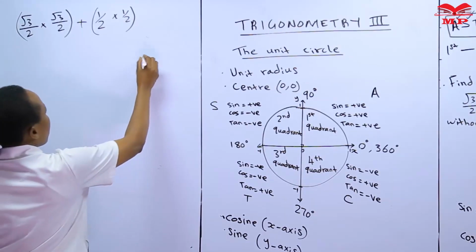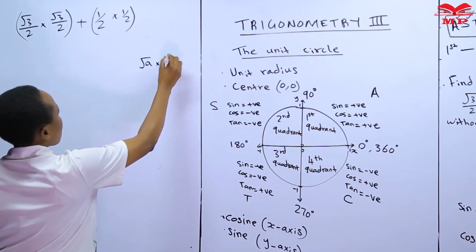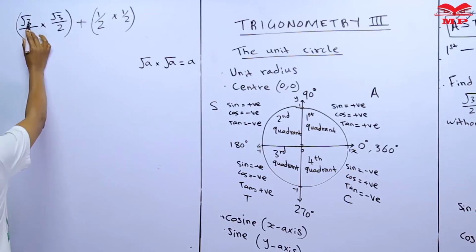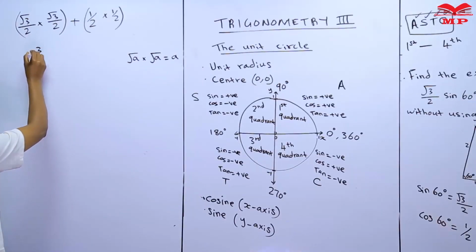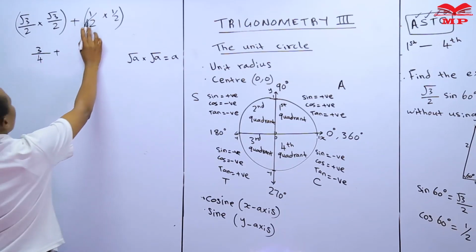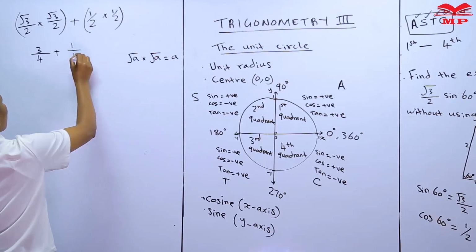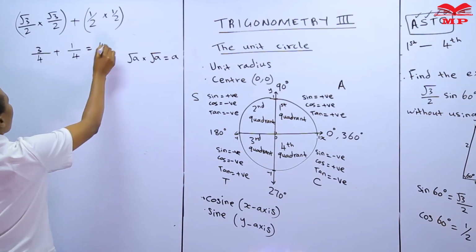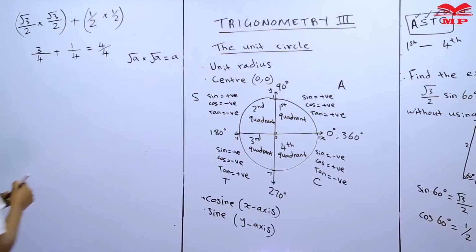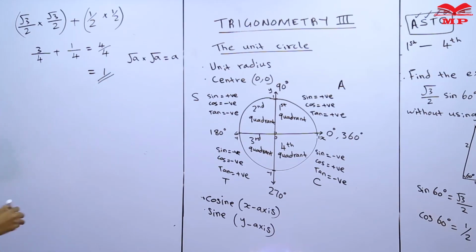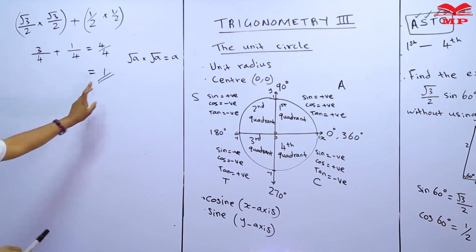In this case, root 3 times root 3 is 3. We know that root a multiplied by root a is equal to a. So here we have root 3 times root 3, which is 3, all over 2 times 2, that is 4, plus 1 all over 4. We end up getting 3 plus 1, that is 4, and the LCM is 4. Therefore we get 4 over 4, which is equal to 1. And therefore, the exact value for that is equal to 1.